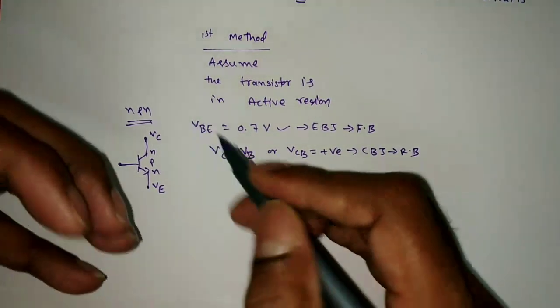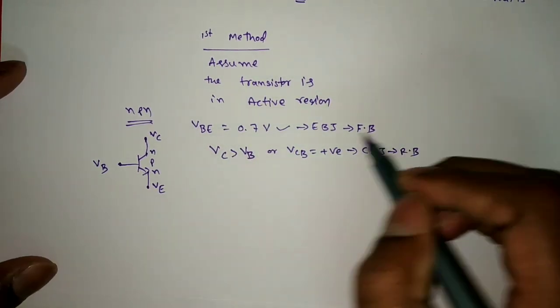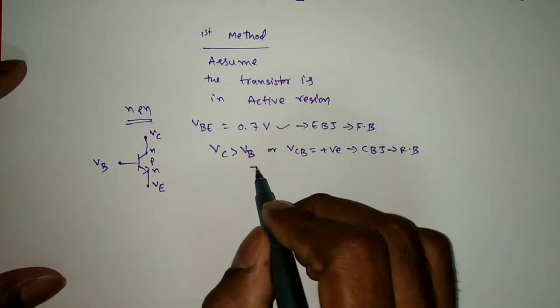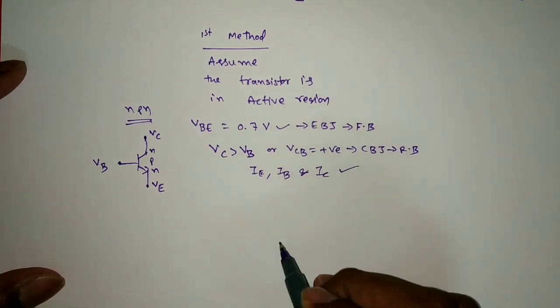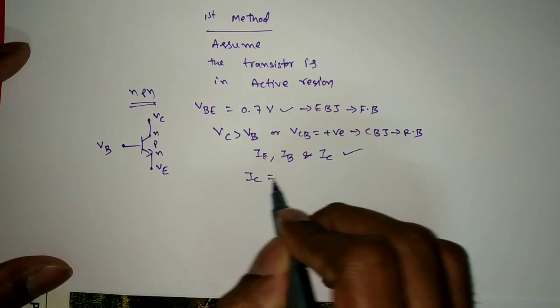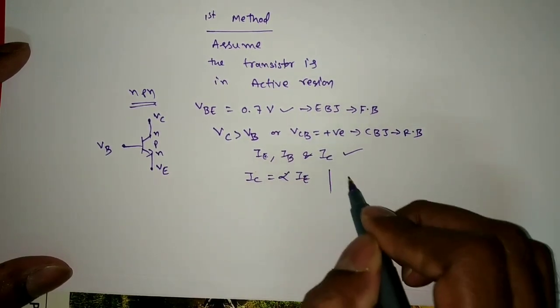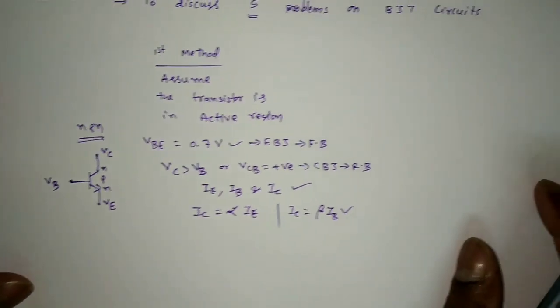Then when we find some currents, we will get the voltages something like this. That means whatever we assumed is correct, and whatever we found, that is IE, IB and IC, are correct. And these equations, that is IC is equal to alpha times IE, or IC is equal to beta times IB, are all valid.